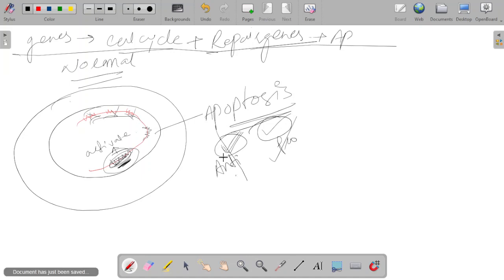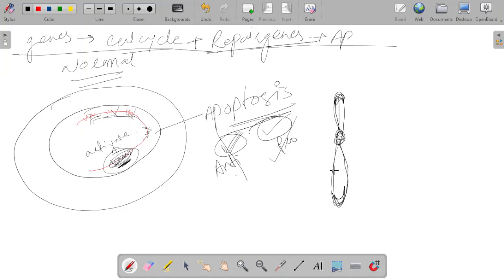Now, another thing: we know that whenever a cell replicates, there are chromosomes with telomeric ends, isn't it? Whenever a cell replicates, the chromosomes shorten. This is the basic principle. I am not going into detail about all these things, as this lecture is just for the difference between normal and abnormal. So in every replicative cycle, the chromosomes become shortened.